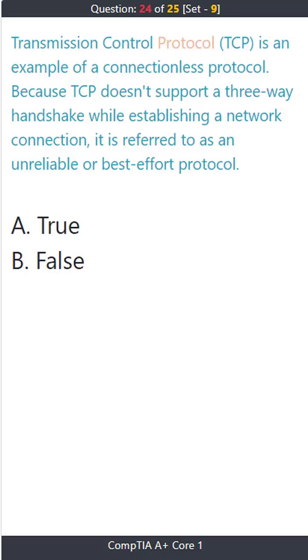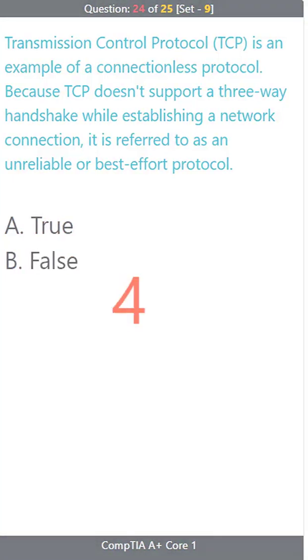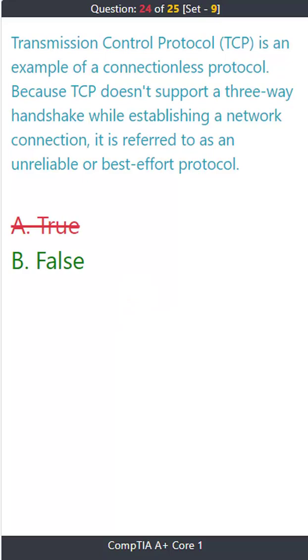Question 24. Transmission Control Protocol, TCP, is an example of a connectionless protocol. Because TCP doesn't support a three-way handshake while establishing a network connection, it is referred to as an unreliable or best effort protocol. A. True. B. False. The correct answer is B. False.